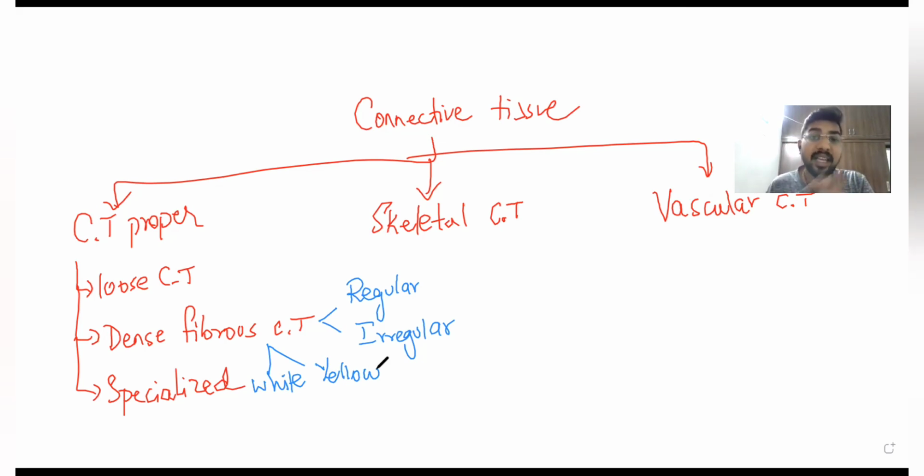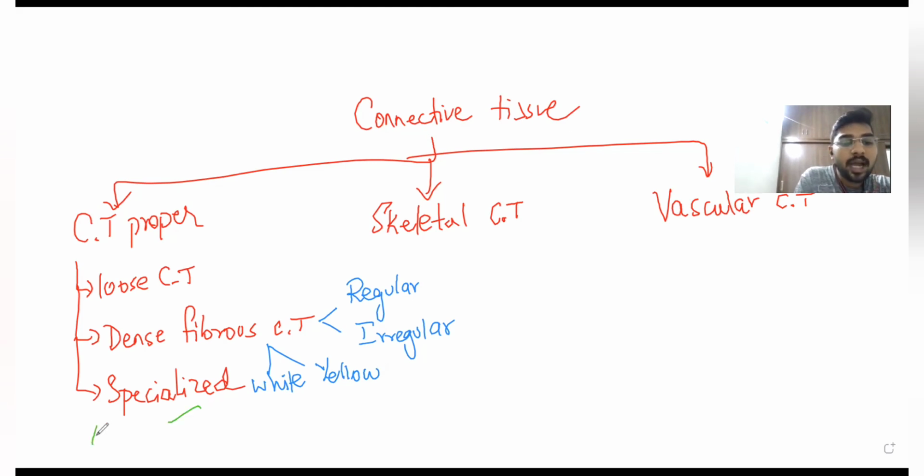If these fibers are regularly arranged in a systematic arrangement, they are called regular dense fibrous connective tissue. If they are irregularly arranged, scattered, they are called irregular fibrous connective tissue. Coming to specialized connective tissue, these are also a type of loose connective tissue. The only difference is in their function. We have two different types of connective tissue over here.